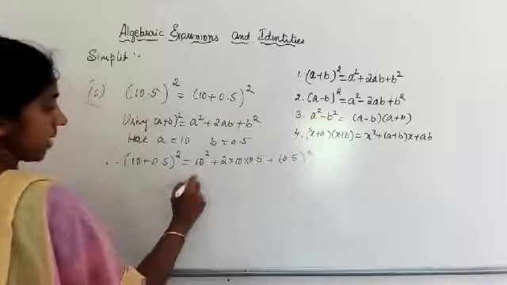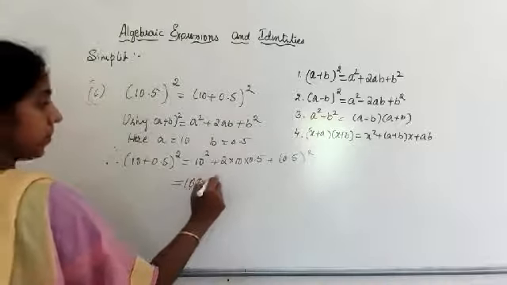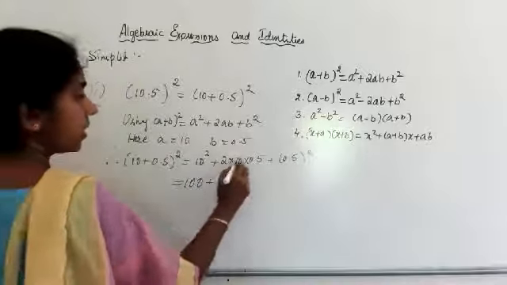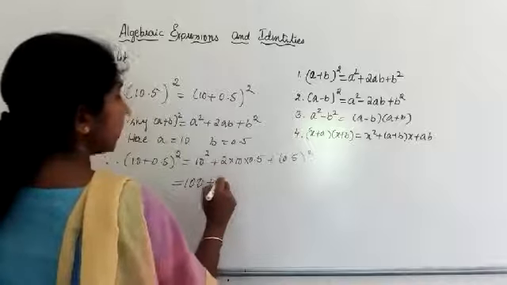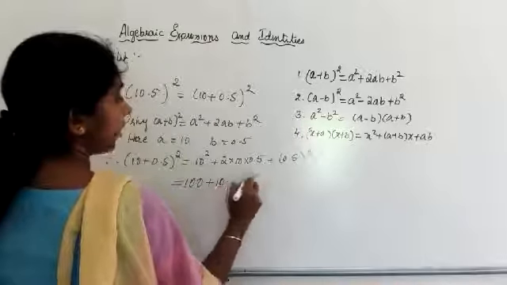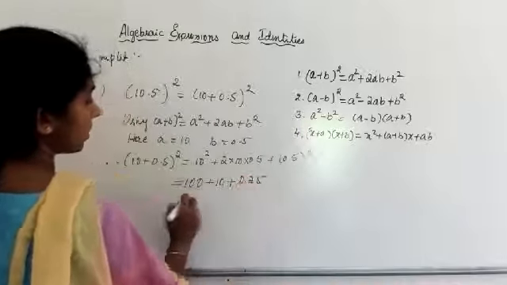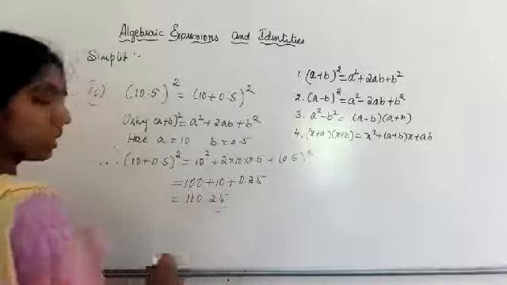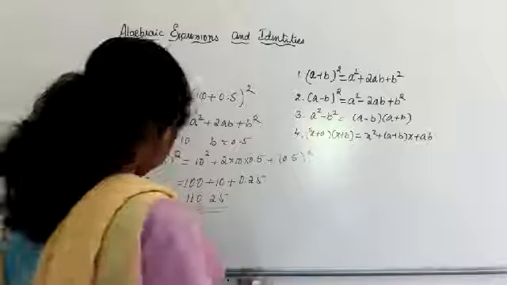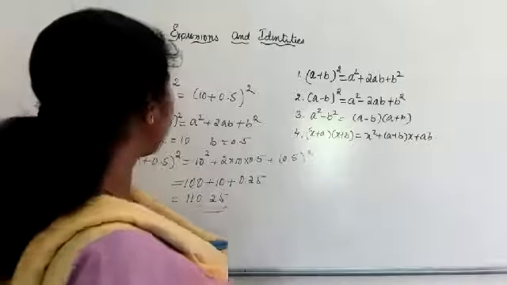So it is 100 plus 20 into, so 10 into 0.5 is 5, so 2 into 5 is 10, plus 0.5 into 0.5 is 0.25. So it is 110.25. Final answer. Otherwise the multiplication was difficult. Now we have made it easy.